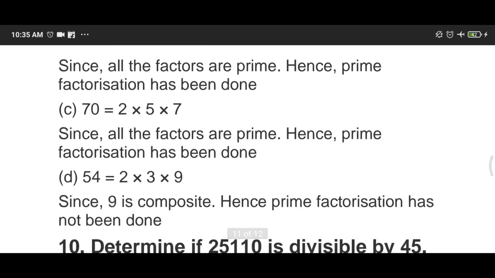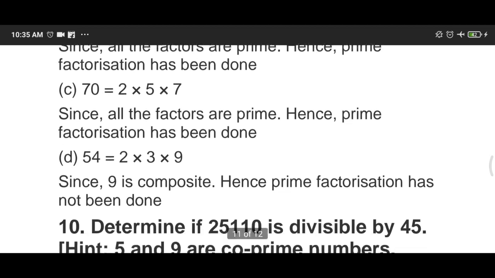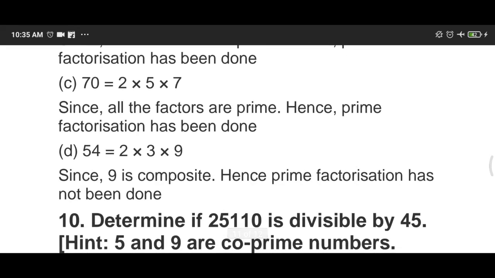Now 72 multiply 5 multiply 7. Here you can see all the factors are prime numbers, hence prime factorization has been done. 54 is 2 multiply 3 multiply 9. 9 is composite, hence prime factorization has not been done.